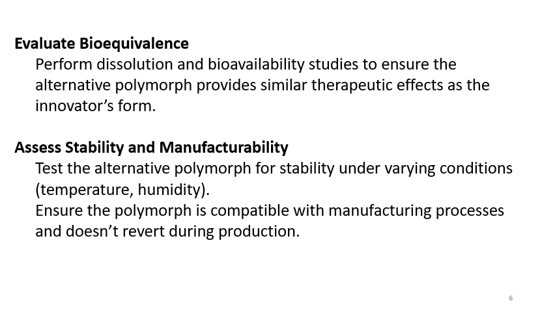Then assess stability and manufacturability. Test the alternative polymorph for stability under varying conditions, temperature, humidity, under different packs, and then ensure the polymorph is compatible with the manufacturing process and does not revert during the production. Not revert during the production means it is not changing during the production or during the stability.